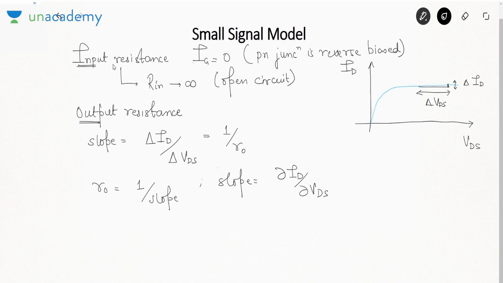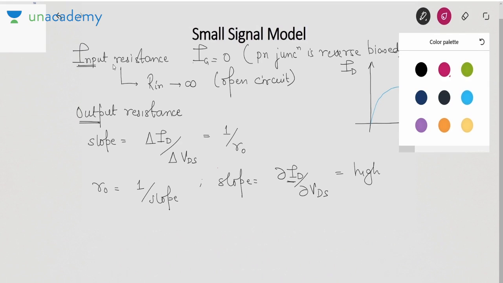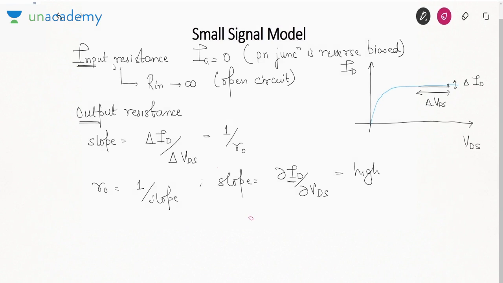We are using partial derivatives everywhere because the drain current ID is a function of VGS as well as VDS. So it does not depend on a single parameter but multiple parameters. Hence we have to make use of partial differentiation. Now this resistance is very high. Now when we talk about the small signal model, I told you which model we will be using. We will be using the hybrid pi model.